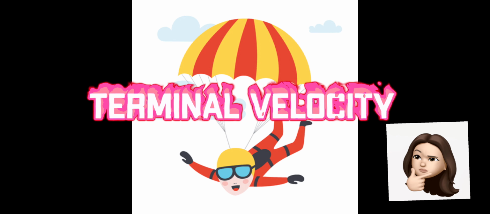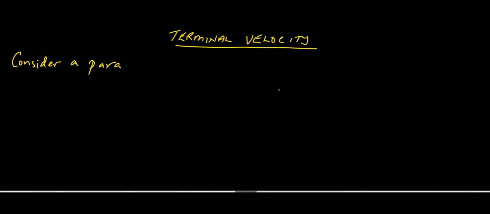Good day again, everyone. Today we'll be looking at terminal velocity. What is terminal velocity? Terminal velocity is actually defined as the velocity at which the net force on an object is zero. But how does that occur? Well, let's consider a parachuter.